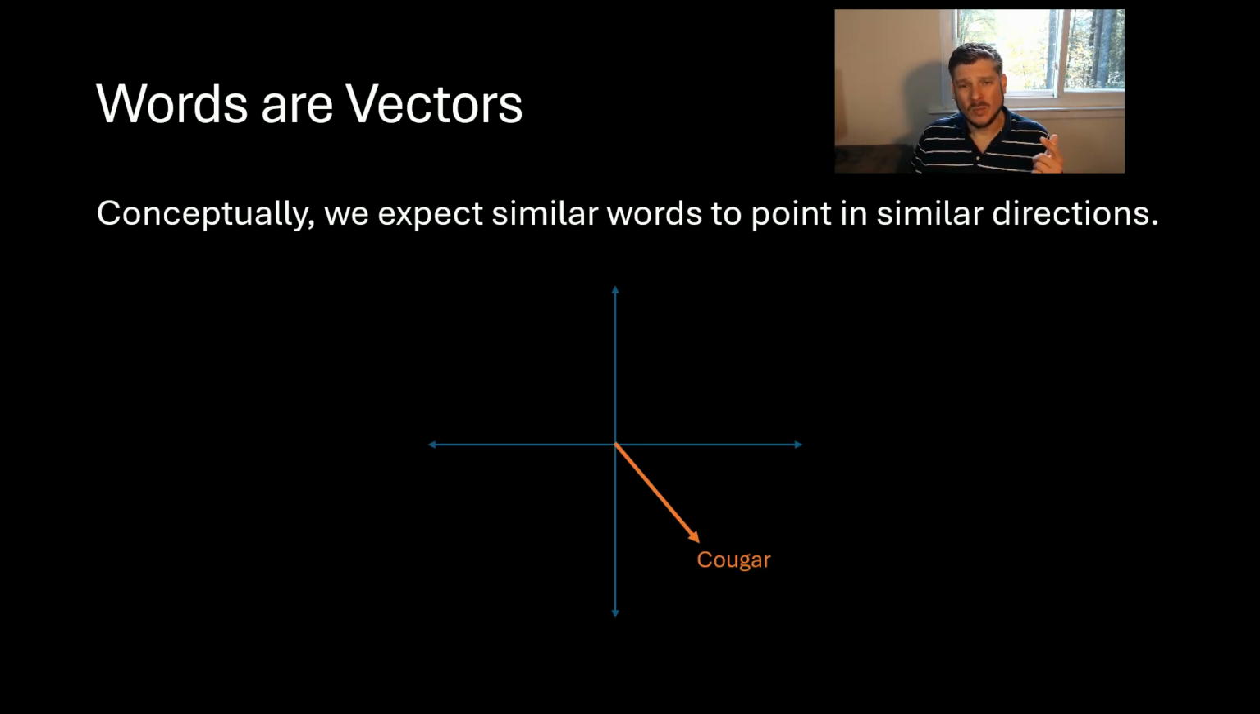Now, if we're trying to embed meaning into our words, we would conceptually expect similar words to point in similar directions. So, for example, let's say that I want to take the word cougar and embed cougar into a vector. Well, again, it's going to be some arrow in space that's pointing in a direction, and we would expect that similar words would point in similar directions. So, for example, puma would probably be pretty close to cougar because, again, puma, cougar, mountain lion, lynx, right? These are all large wild cats. We would expect them to be kind of similar, right? They have similar context and similar meaning.